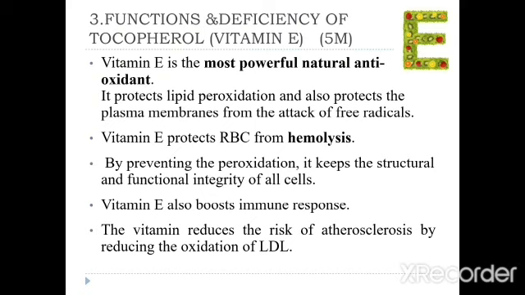The free radicals attack all the biomembranes. So vitamin E protects RBC from hemolysis. Then by preventing peroxidation, it keeps the structural and functional integrity of all cells. It also boosts the immune response. Vitamin E reduces the risk of atherosclerosis by reducing the oxidation of LDL.